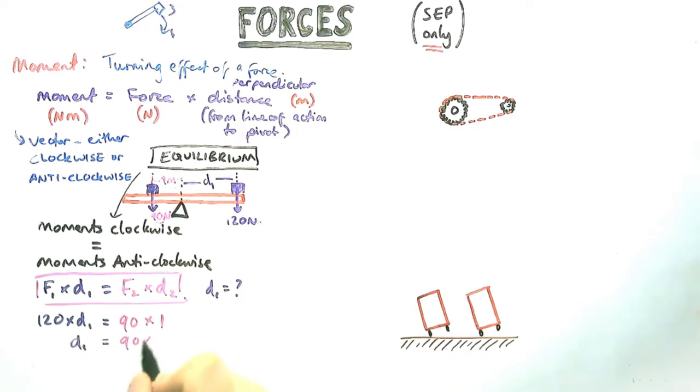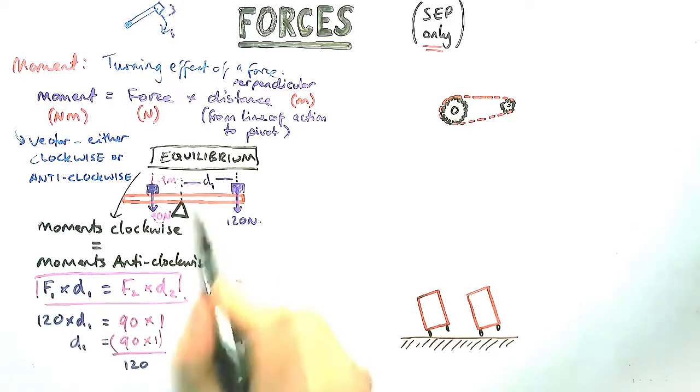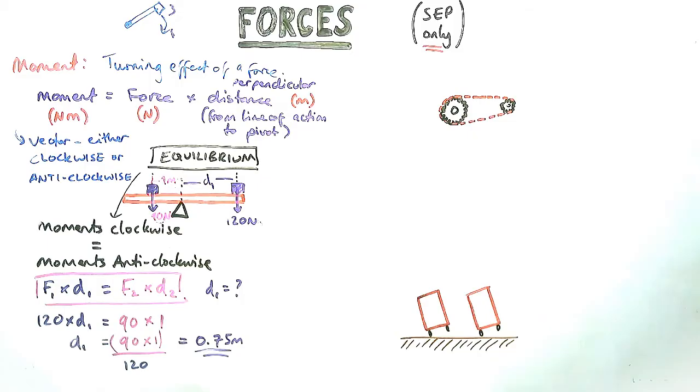So what I then do is rearrange this whole equation for D1, and then the maths is relatively straightforward. It's 90 divided by 120, which happens to equal 0.75, which makes sense because the closer you are, the higher your force has to be to make the same moment. My diagram is not to scale.